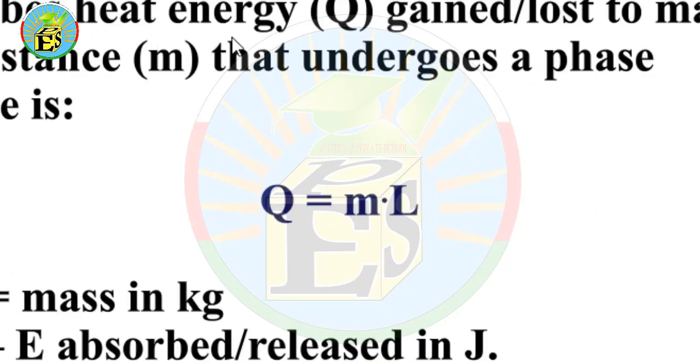The heat energy gained or lost by a mass M of a substance that undergoes a phase change is Q equals M multiplied by L. M is the mass in kilograms, Q is the energy absorbed or released in joules, and L is the latent heat, whose SI unit is joule per kilogram. Latent heats of fusion and vaporization are tabulated for all metals.